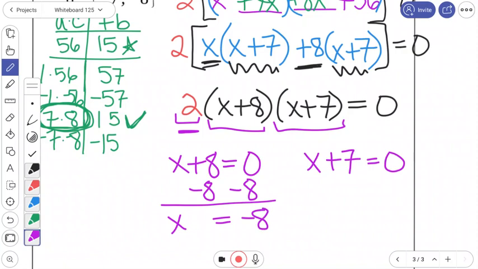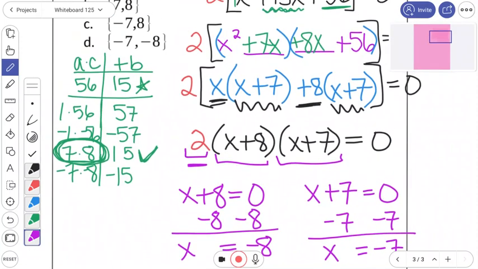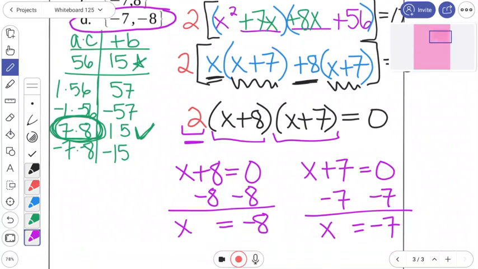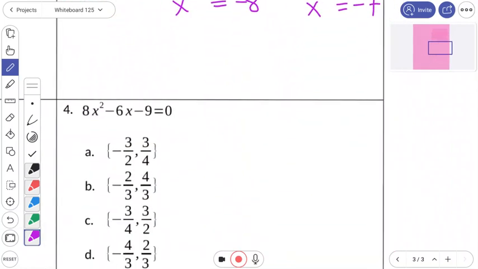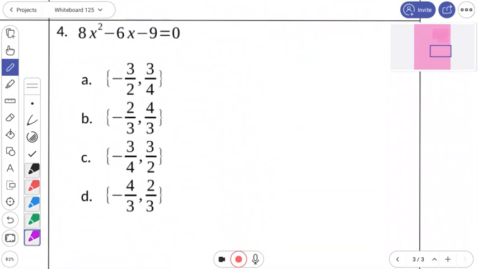And then our second equation, we're going to subtract 7 from both sides of our equation, and we end up with x equals negative 7. So those right there are your solutions, negative 7 and negative 8. Let's do one more example. Let's do example 4 right here.